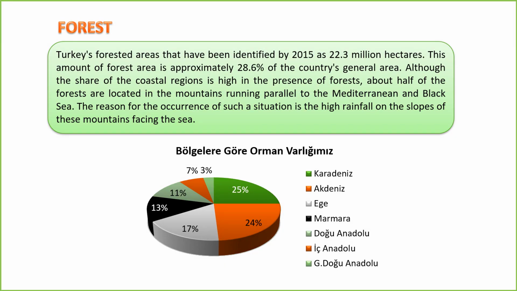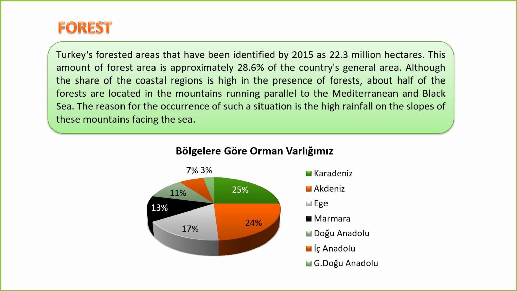Turkey's forested areas, identified as of 2015, cover approximately 22.3 million hectares, constituting around 28.6% of the country's total land area. Despite the significant presence of forests in coastal regions, approximately half of these forested areas are situated in the mountainous regions running parallel to the Mediterranean and Black Sea. This distribution is influenced by the substantial rainfall experienced on the slopes of these mountains that face the sea.